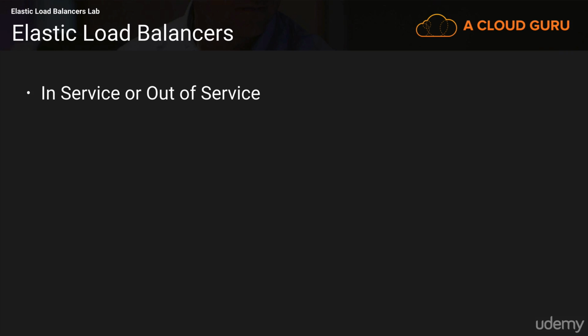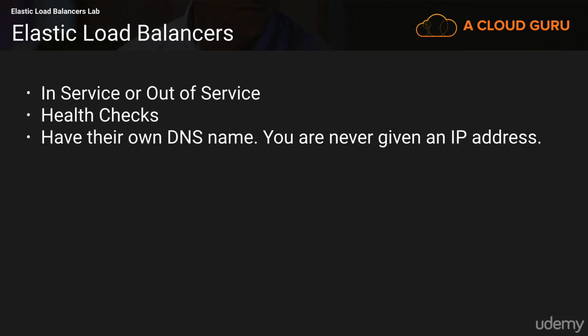Okay, so what have we learned in this lab? Well, we've learned that load balancers can be in service or out of service, and whether it's in service or out of service depends on your health checks. Now remember, you've got healthy thresholds and unhealthy thresholds, and then you've got a polling duration, and we went through that in the lab. And the final thing to remember is that Elastic Load Balancers have their own DNS names. You're never given an IP address for an Elastic Load Balancer.